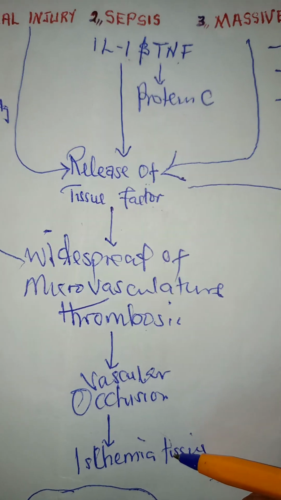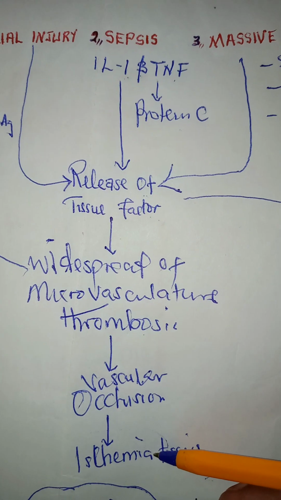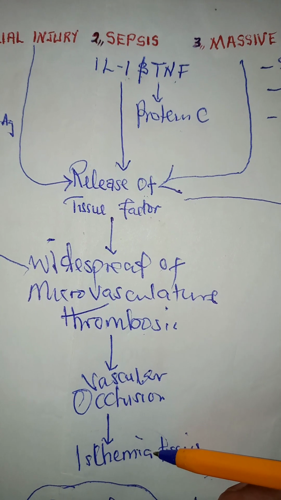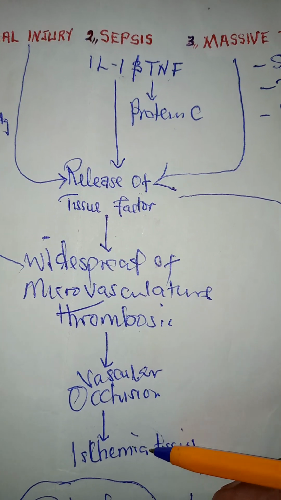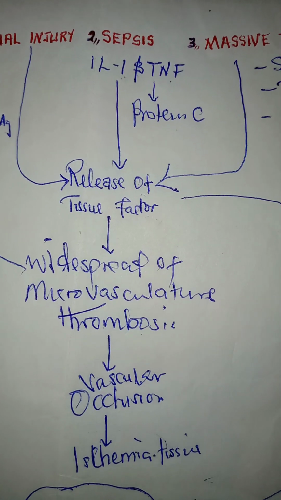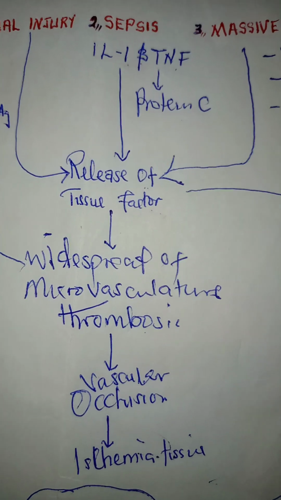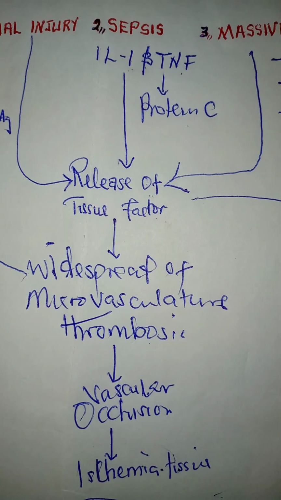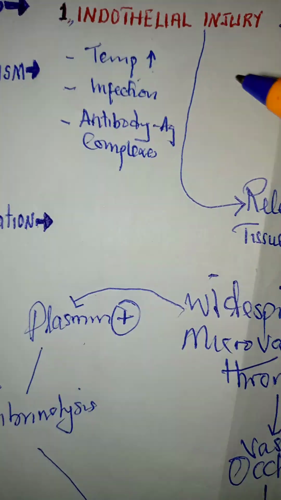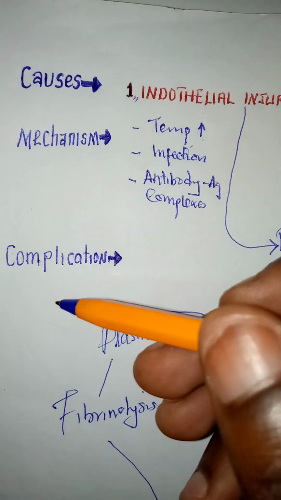Alright guys, so this is how DIC leads to clotting. Remember, from our definition we said the net result of DIC is excessive clotting. So this is what is happening. So we have widespread microvasculature thrombosis, which is basically leading to occlusion of vessels, and this leads to ischemia. Alright guys, so now you see that this is basically the mechanism of DIC. Now let's look at the complications of DIC.